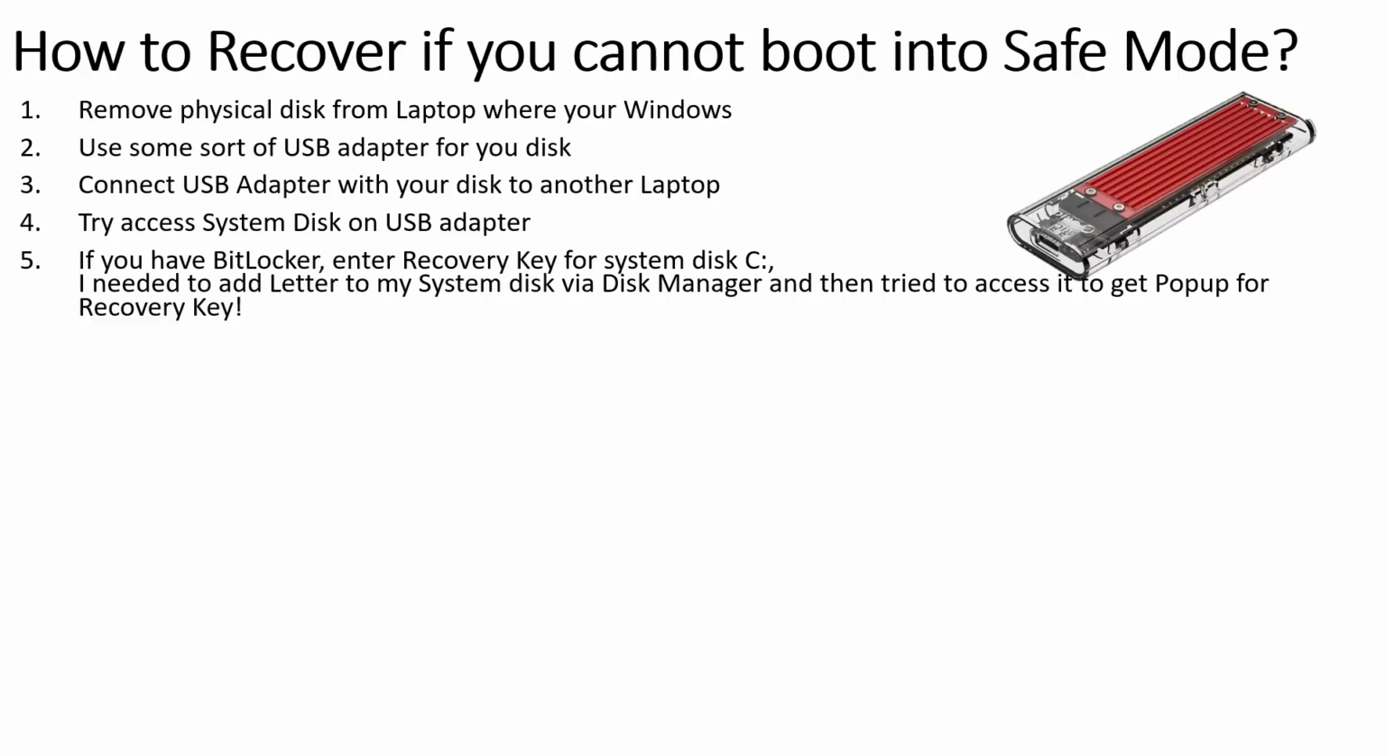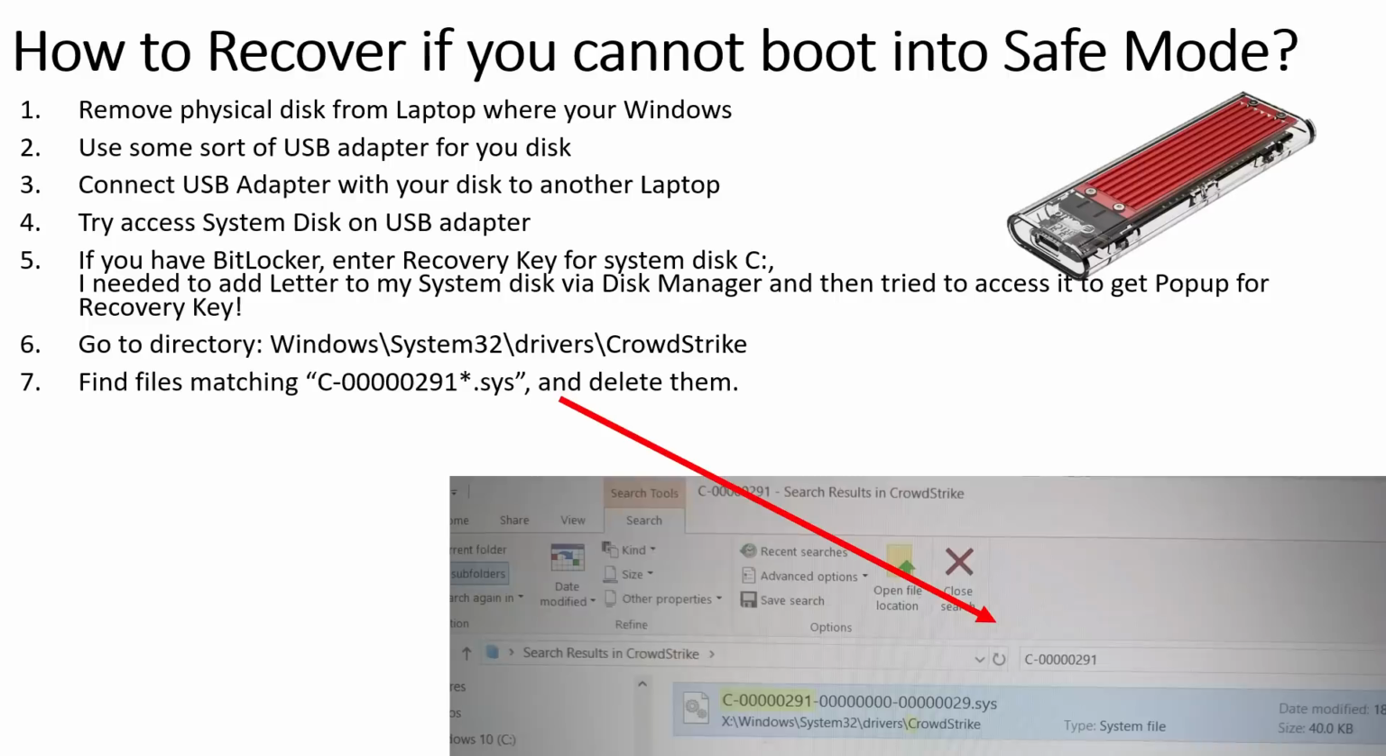Once you are able to get access to the files on your disk C, where Windows is installed, just go to the directory Windows System32 drivers CrowdStrike, and find all files matching this prefix, which I just placed in the search window. I found only one file. Delete it. Now you're basically done.